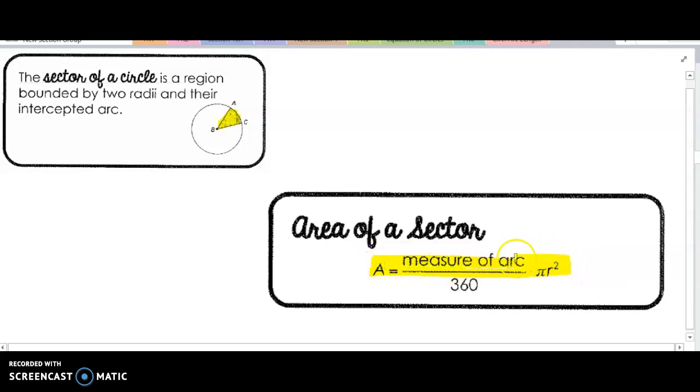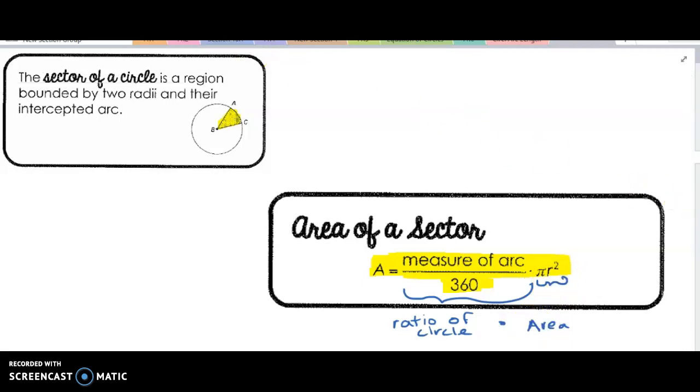Okay, so notice, just like we did with the arc length, all we're doing is we're taking the proportion or the ratio of the circle and we're multiplying it by the entire area of the circle.